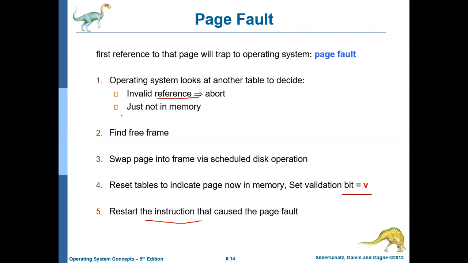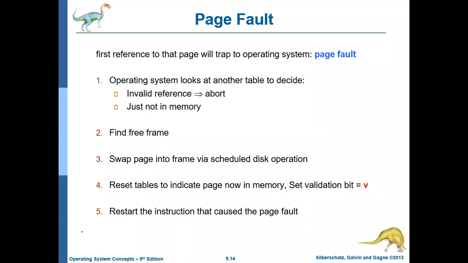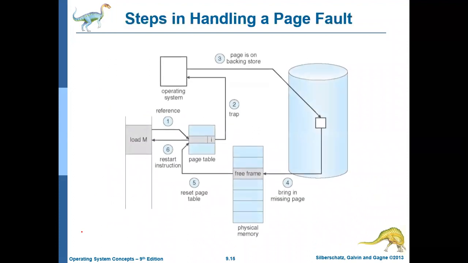If it is a legal access and it is not in the main memory, then find a free frame and move that particular page from the hard disk to the main memory, and set the validation bit to V in the page table. Then restart that instruction, because the instruction that created the page fault should be executed again. And now this time it will execute successfully, because the respective frame for the corresponding page has been added to the main memory.